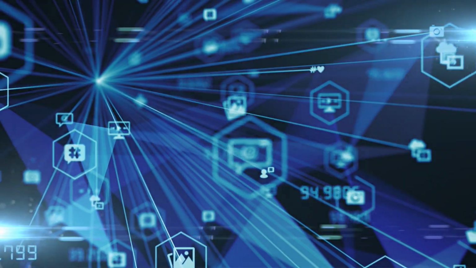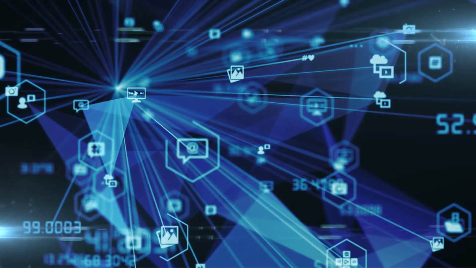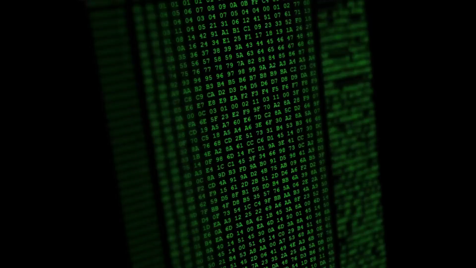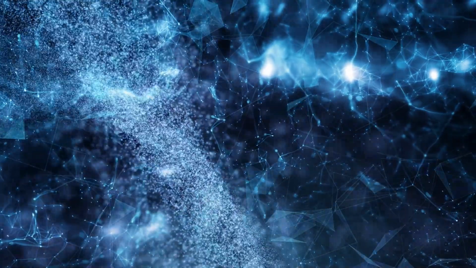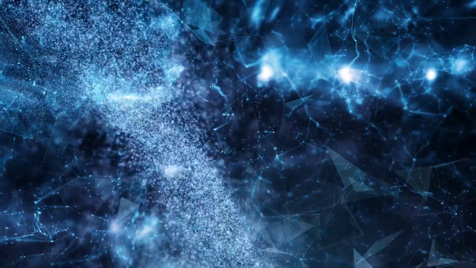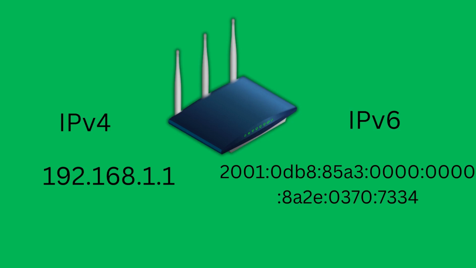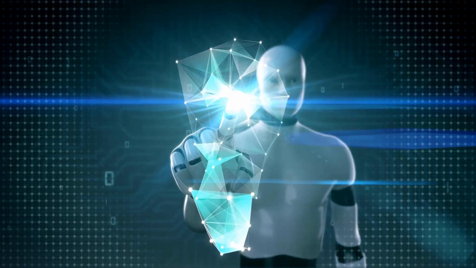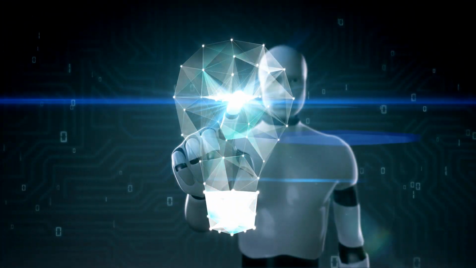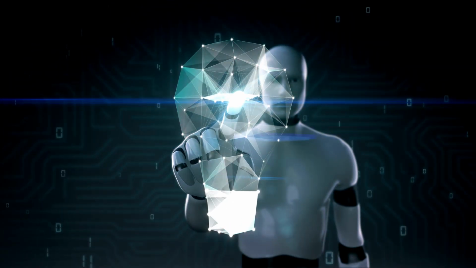Because the world has more devices than IPv4 can handle, we also have IPv6. IPv6 is a 128-bit address system, allowing for an almost unlimited number of unique addresses. While IPv4 might look like 192.168.1.1, an IPv6 address could be 2001:0DB8:85A3:082E:0370:7334. The switch to IPv6 helps ensure that we won't run out of IP addresses in the future.